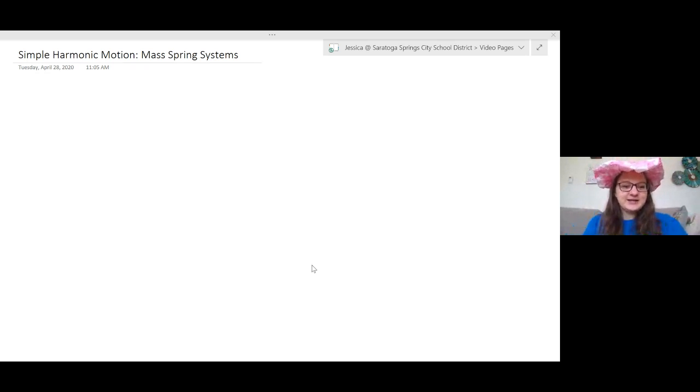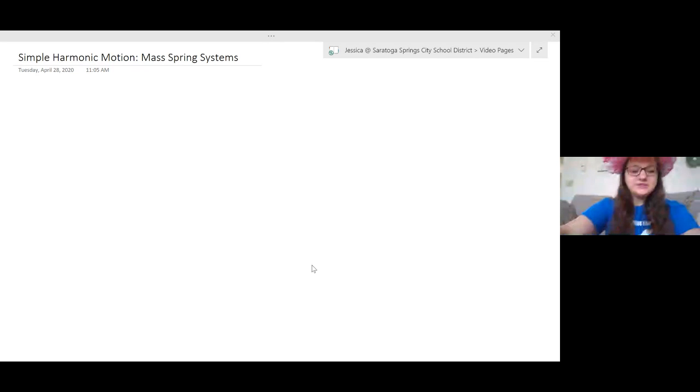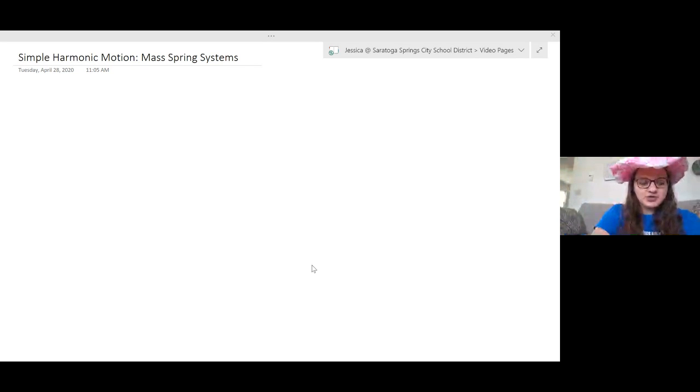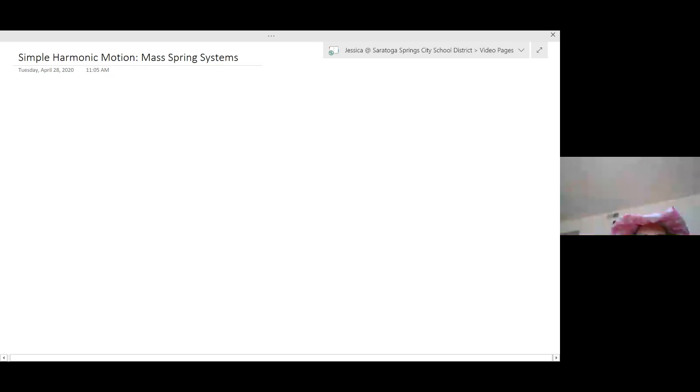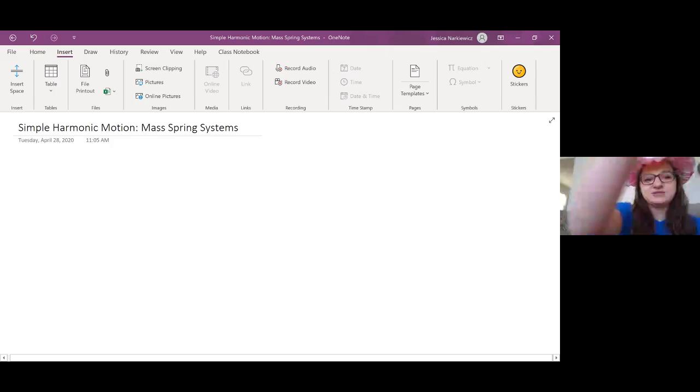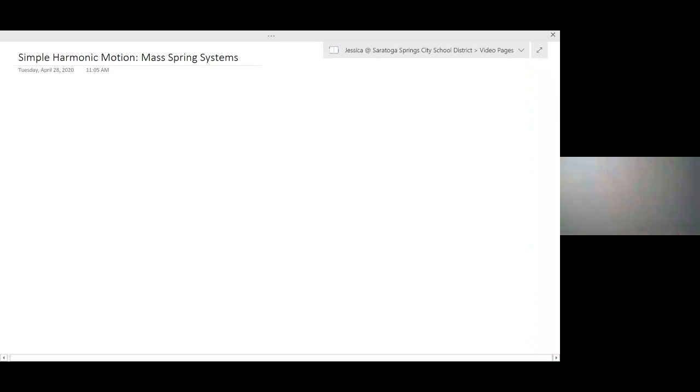So let's go ahead and flip on over to our lecture on simple harmonic motion. Okay, so I'm doing this in OneNote, and the way that I have been doing notes for you guys is probably similar to how you should be writing your review sheets. Okay, so today we're specifically going to talk about simple harmonic motion in mass spring systems.